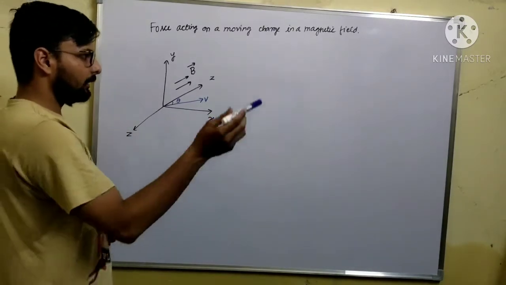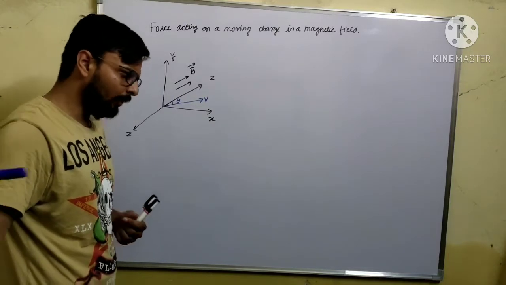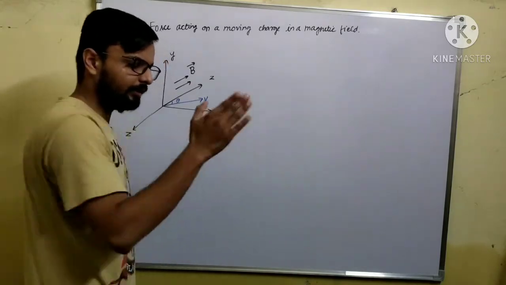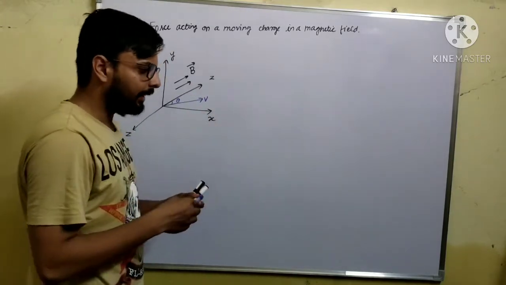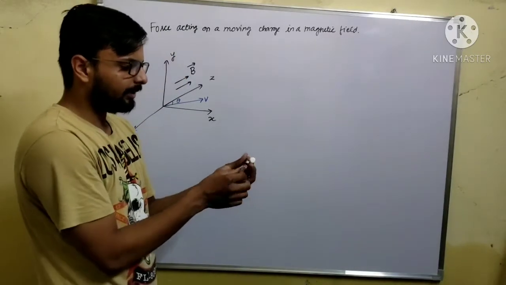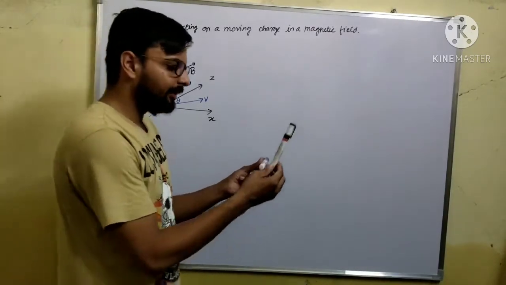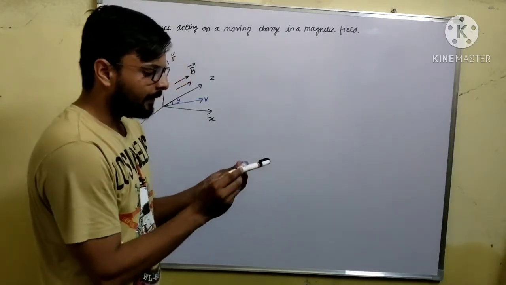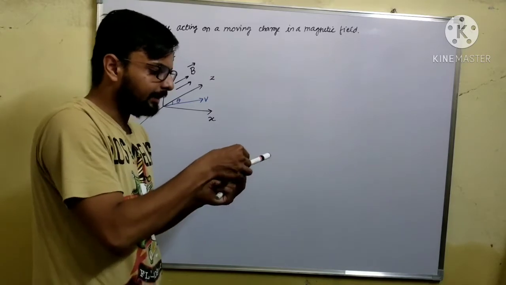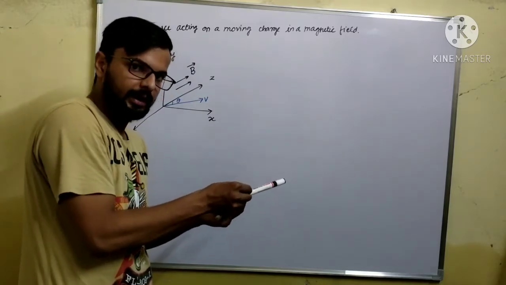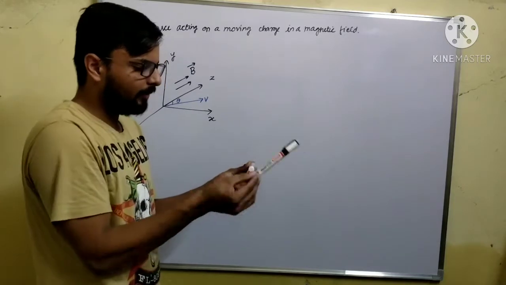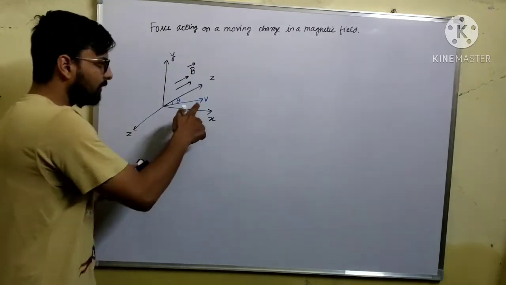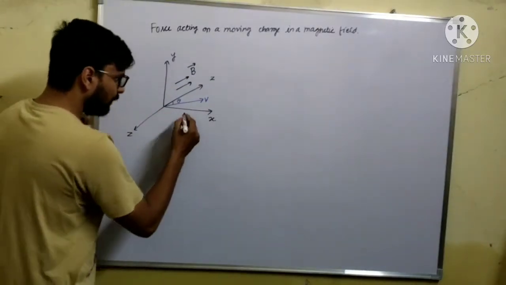There is a charge moving with velocity v at an angle theta from the magnetic field. Imagine that the magnetic field is going inside this board. All the magnetic field lines are going inside the board like this. This is the direction of the magnetic field, and there is one charge moving at an angle theta with the magnetic field. Are you getting it? By making the angle theta, we will get the two components of this velocity.